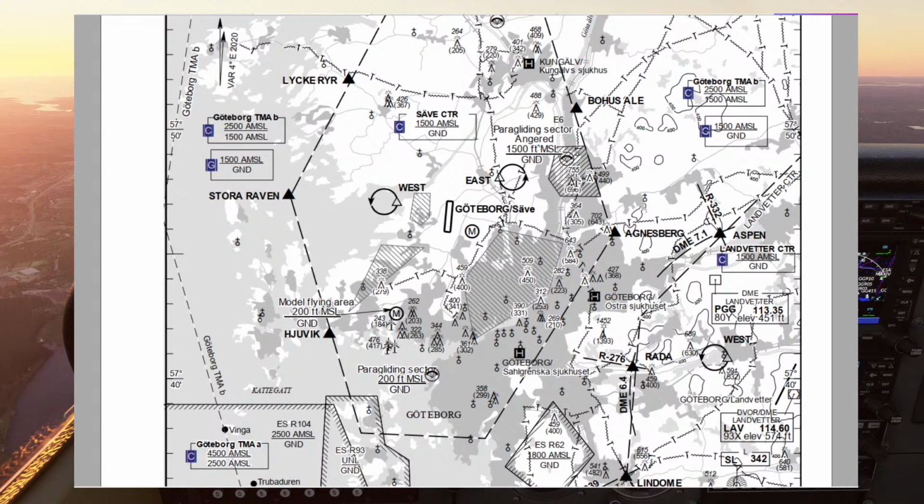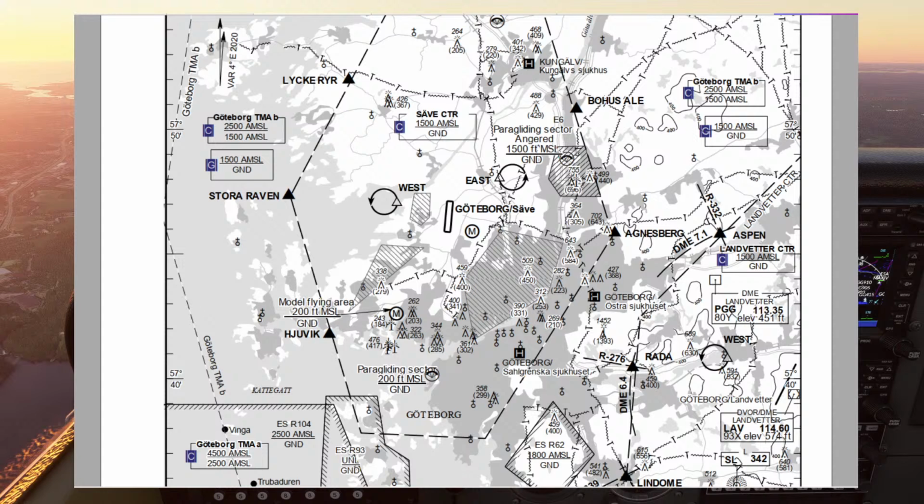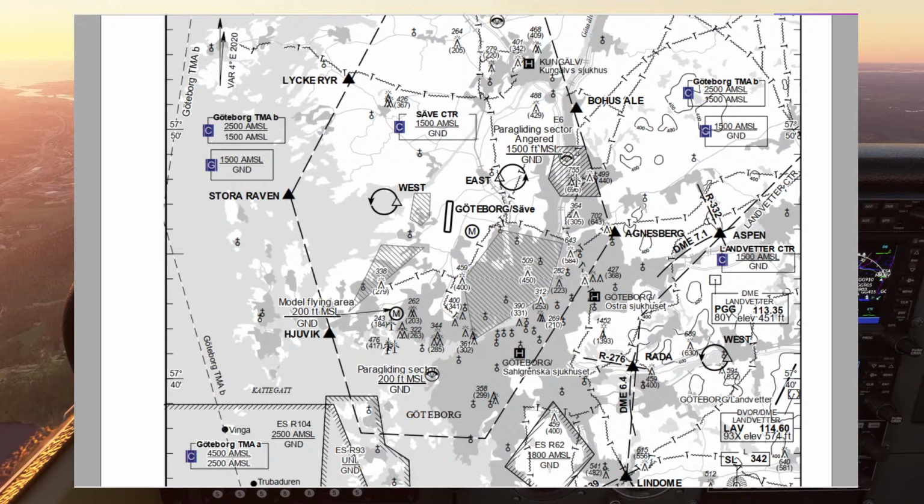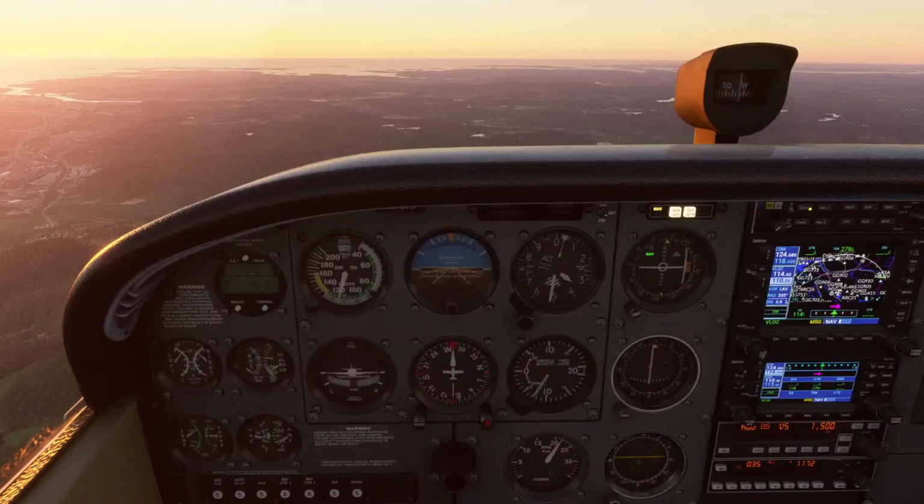So we're now passing 4000. Let's increase our descent a bit, otherwise we'll never get there in time. Same thing again now. As soon as we get to Agnesberg, the reporting point here, we will need to report that straight away to the controller.